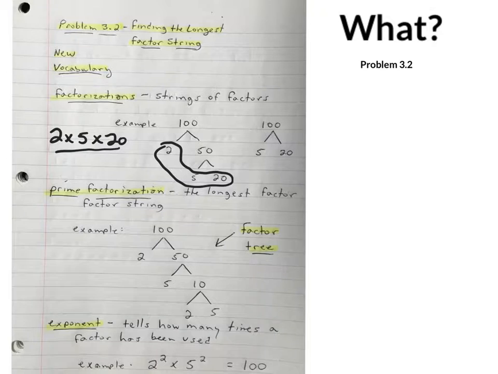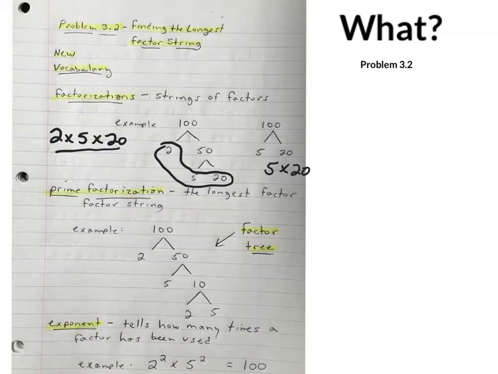We could also write it as a factorization just using a pair, 5 times 20. So moving along, factorizations just means strings of factors, a bunch of numbers strung together with multiplication signs. So what's prime factorization? Prime factorization is the longest factor string that you can possibly make. The longest factor string is prime factorization.